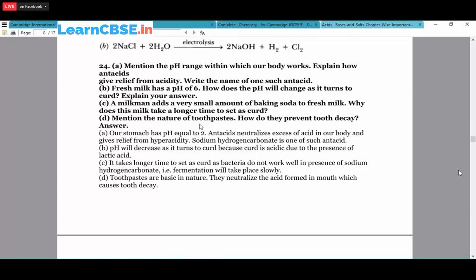Mention the nature of toothpaste. How does it prevent tooth decay? The toothpastes are basic in nature. So they neutralize the acid which is formed in the mouth, which causes tooth decay.